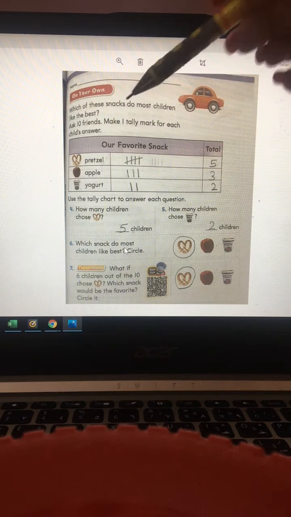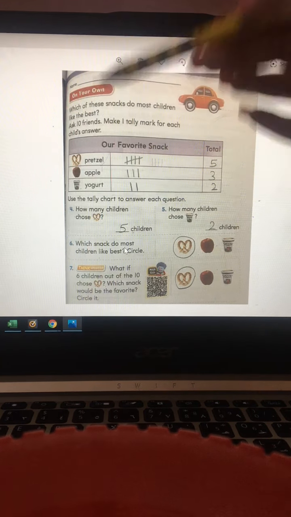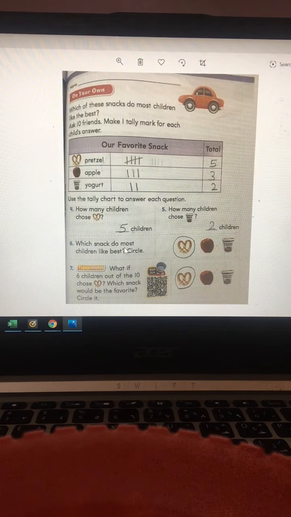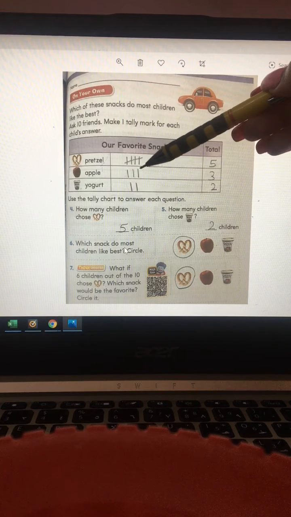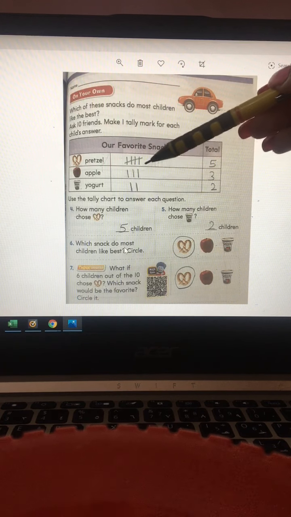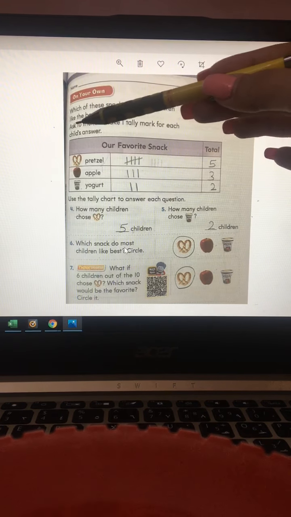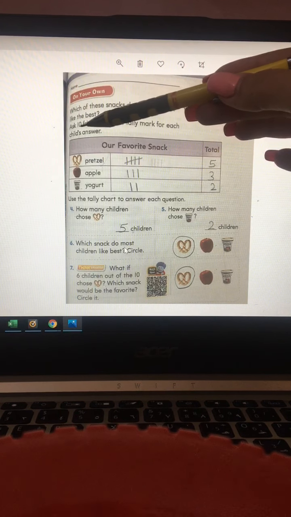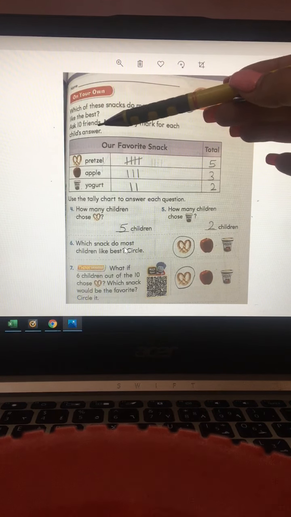Okay. If he said to ask 10 friends, that means the number of tally marks should not be more than 10. Okay, I need to make sure that the number of tally marks that I put is not more than 10, because the question is ask 10 friends, only 10 friends. He specified for me a number of friends that I should ask.